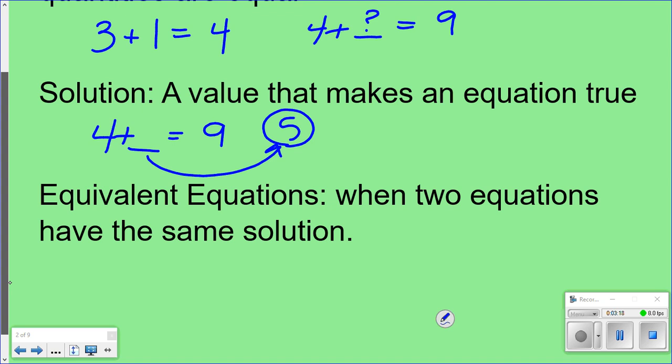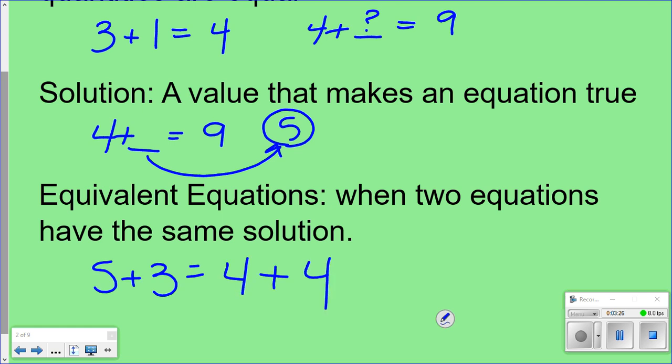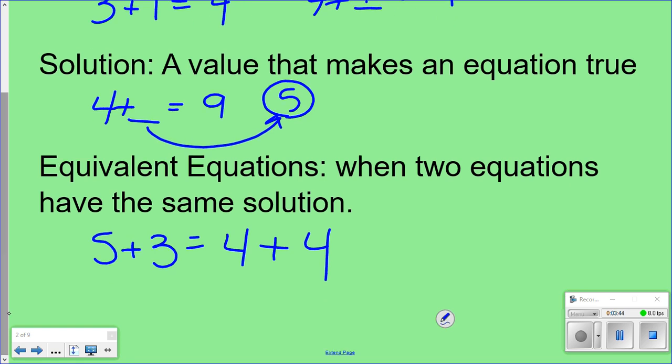An equivalent equation is when two equations have the same solution. So this is an example. Why is this an example of an equivalent equation? What do you think, Jack? It's two equations. Give me more. Yeah, equal solution. You're close. What do you think, Delaney? They both equal the same thing. Right? This is an equivalent equation. They both equal the same thing on both sides.